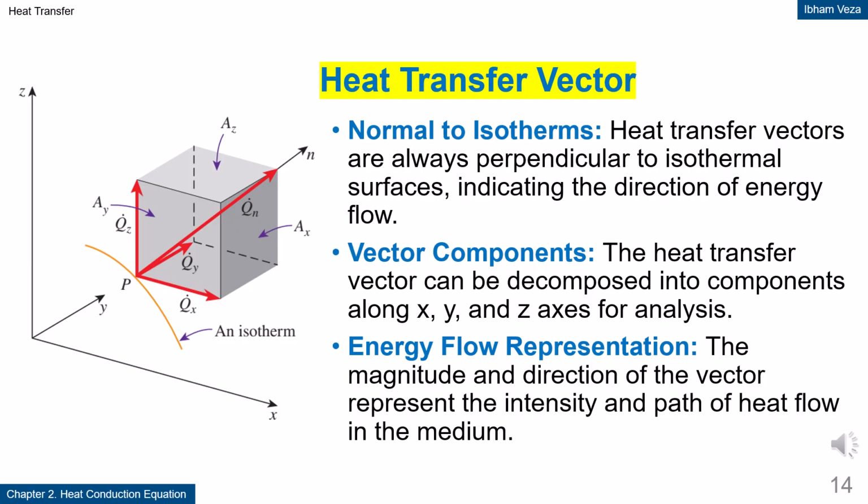Heat transfer vector. The heat transfer vector is always perpendicular to isothermal lines. The direction of this vector shows the path of heat energy flow inside the medium. The magnitude of the vector represents the intensity of heat transfer per unit area. The vector can be decomposed into components along the x, y, and z directions. This vector representation simplifies three-dimensional heat conduction analysis.